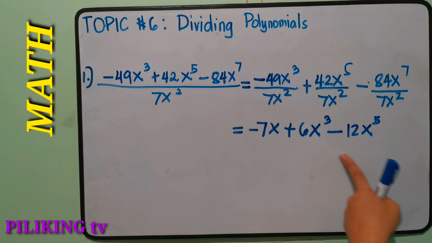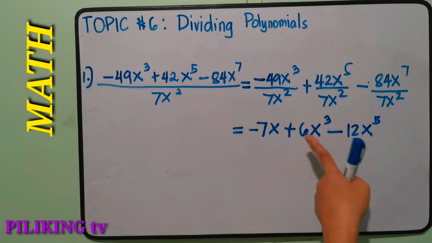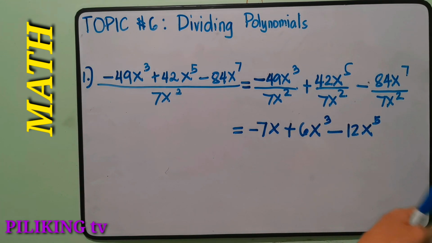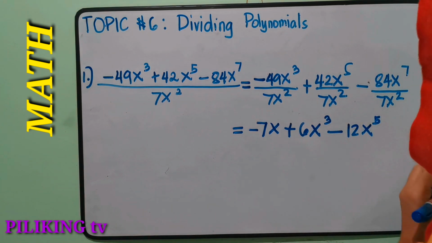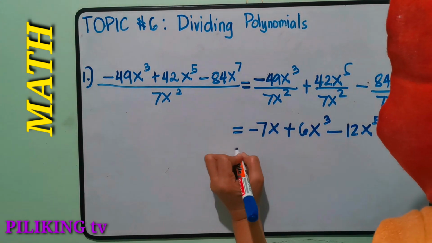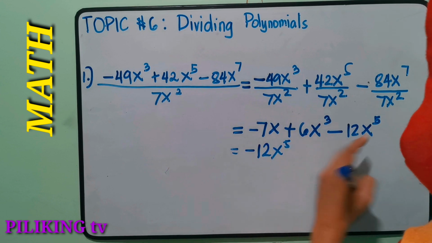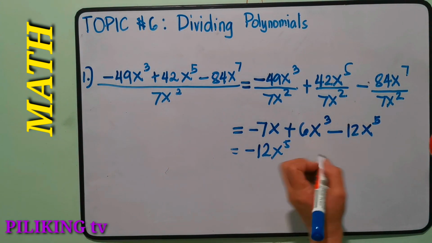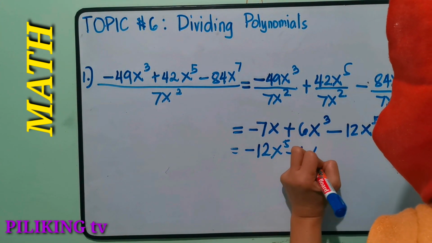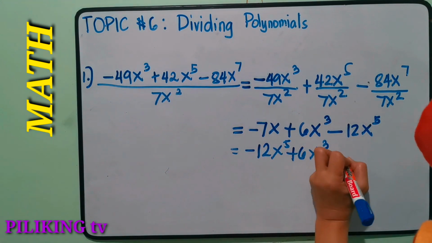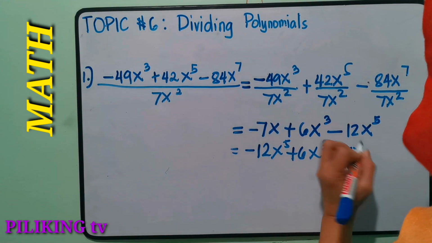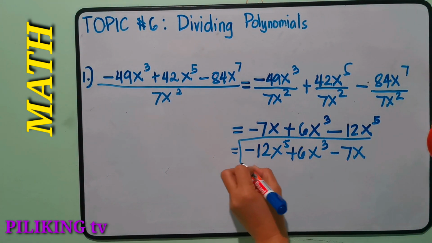Okay? So we will arrange now in descending power of x, so from greatest to least. We will have first negative 12x raised to 5. And then the next one is positive 6x cubed. Then we have negative 7x. So this is now your final answer.